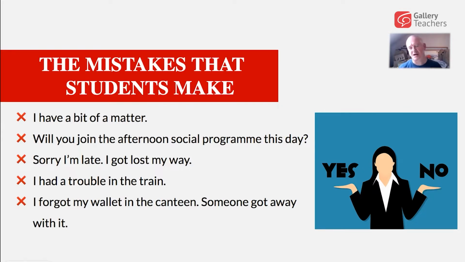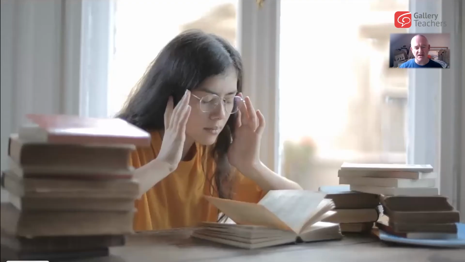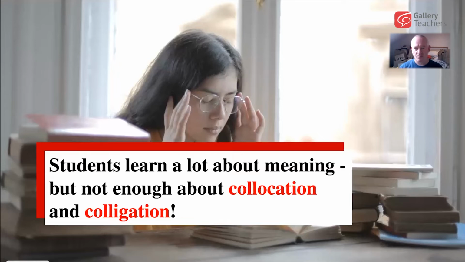And so I started to become much more aware of the kinds of problems my students were having using words that we'd covered. And I think the problem was really that the students got the meanings, okay? They understood that matter was like trouble, was like problem. They understood that leaving something somewhere was a bit like forgetting it. They understood that having a big argument was a bit like falling out with somebody. They understood that stealing something was a bit like getting away with something. So the meanings were generally in the right ballpark.